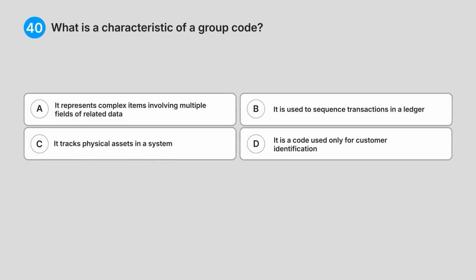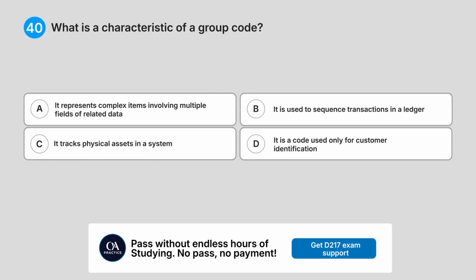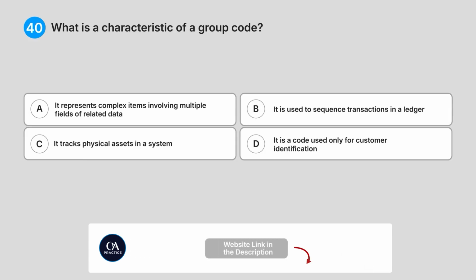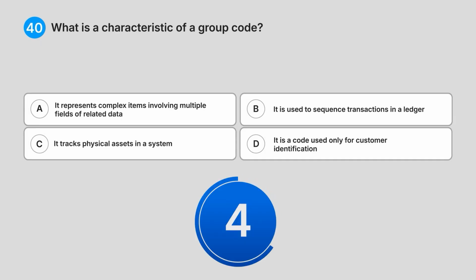40. What is a characteristic of a group code? A. It represents complex items involving multiple fields of related data. B. It is used to sequence transactions in a ledger. C. It tracks physical assets in a system. D. It is a code used only for customer identification. Can you guess the answer?